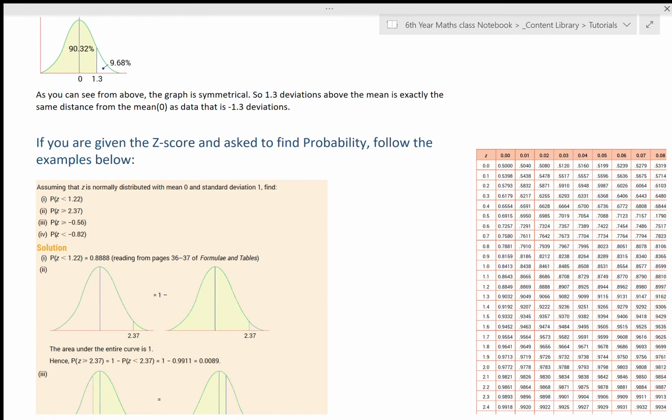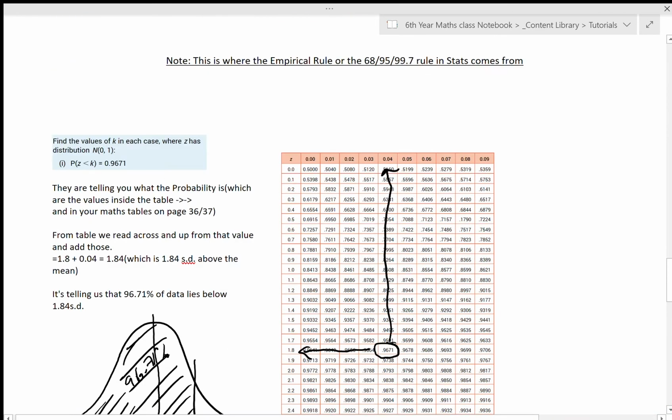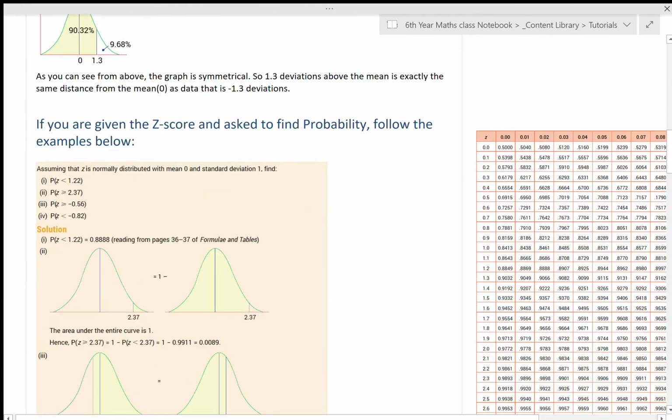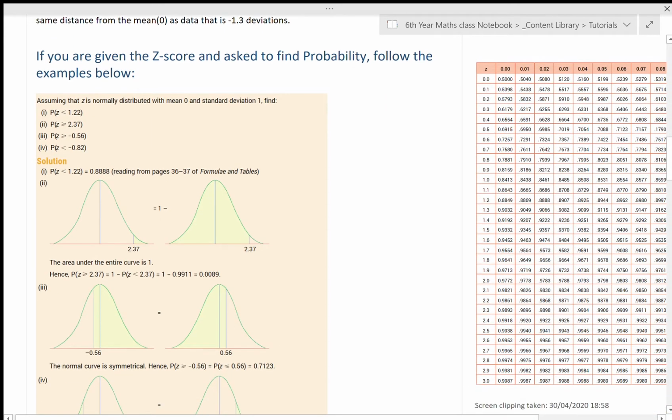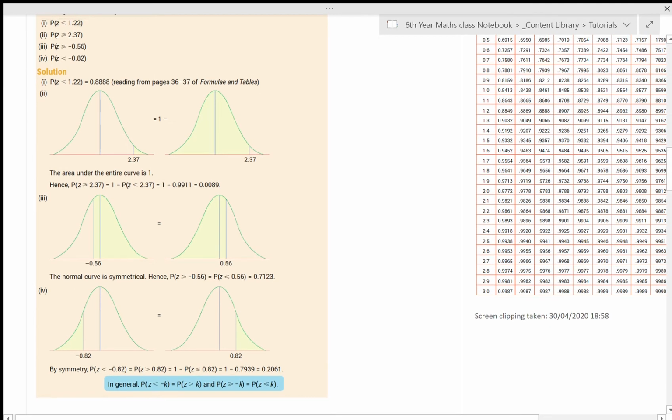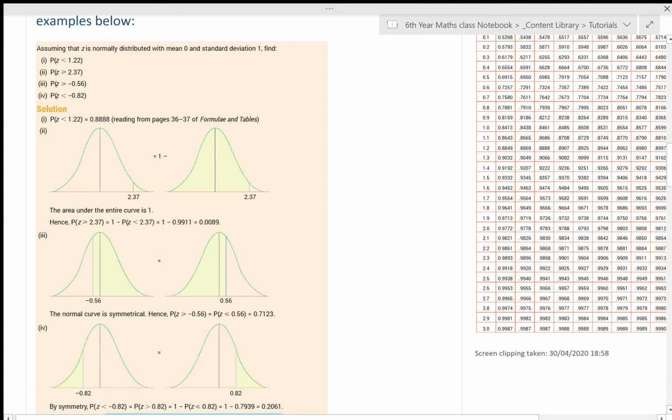Okay, so we have just a couple of examples here. If you're given the z-score and asked to find the probability, follow the examples below. Just a couple of straightforward examples. Where I said there weren't any negative ones, if you skip down to part 3 here, you can see you're asked to find the probability of z greater than or equal to minus 0.56.